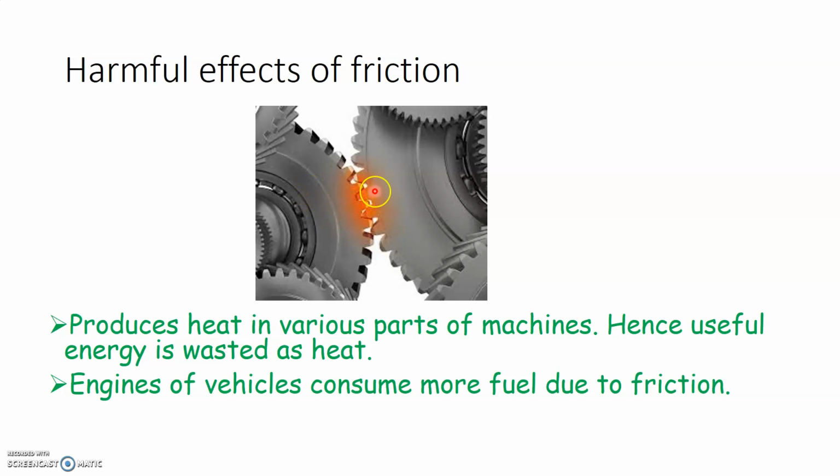So when these two surfaces are in contact with each other, because of friction, when these two surfaces move, it produces heat energy. And therefore, because of friction, useful energy is wasted as heat. Engines of vehicles also consume more fuel due to the force of friction. So these are some of the harmful effects of friction.